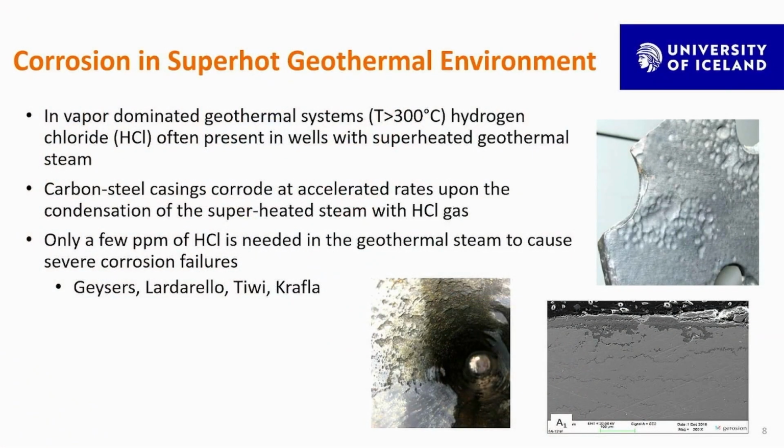And this is especially true when we have high enthalpy reservoir fluids or high enthalpy steam, where we can have hydrogen chloride gas also present along with the CO2 and H2S. So of course, in these vapor-dominated geothermal systems, where we have very high temperatures, even above 300 degrees, the hydrogen chloride can be present from volcanic origin magmatic gases, and then upon condensation, it becomes extremely corrosive for the carbon steel casings that are often used in these wells.